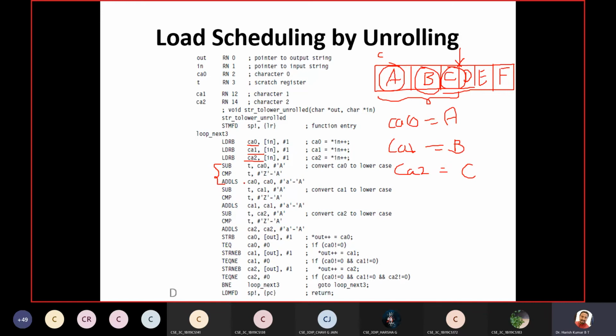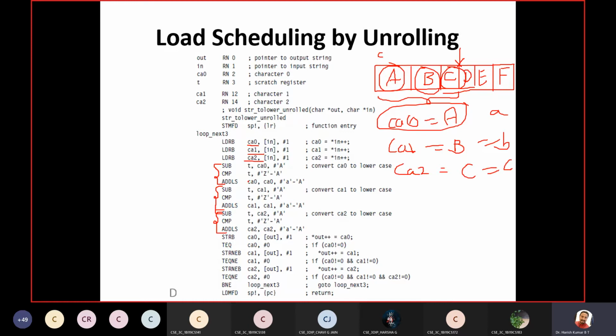These 3 statements are converting this to lowercase. And what is the next statement? See, it's a replica of the same thing, but instead of CA0 we have CA1. Now these 3 statements are converting this to lowercase b. Next these 3 statements convert this to lowercase c.